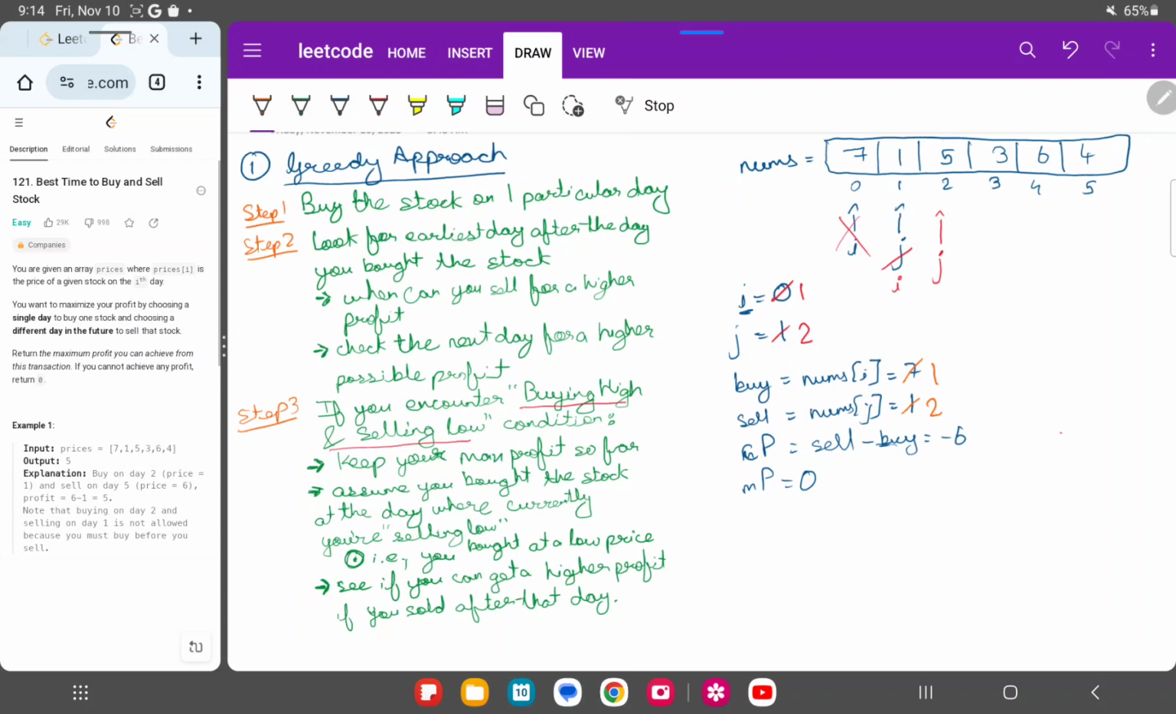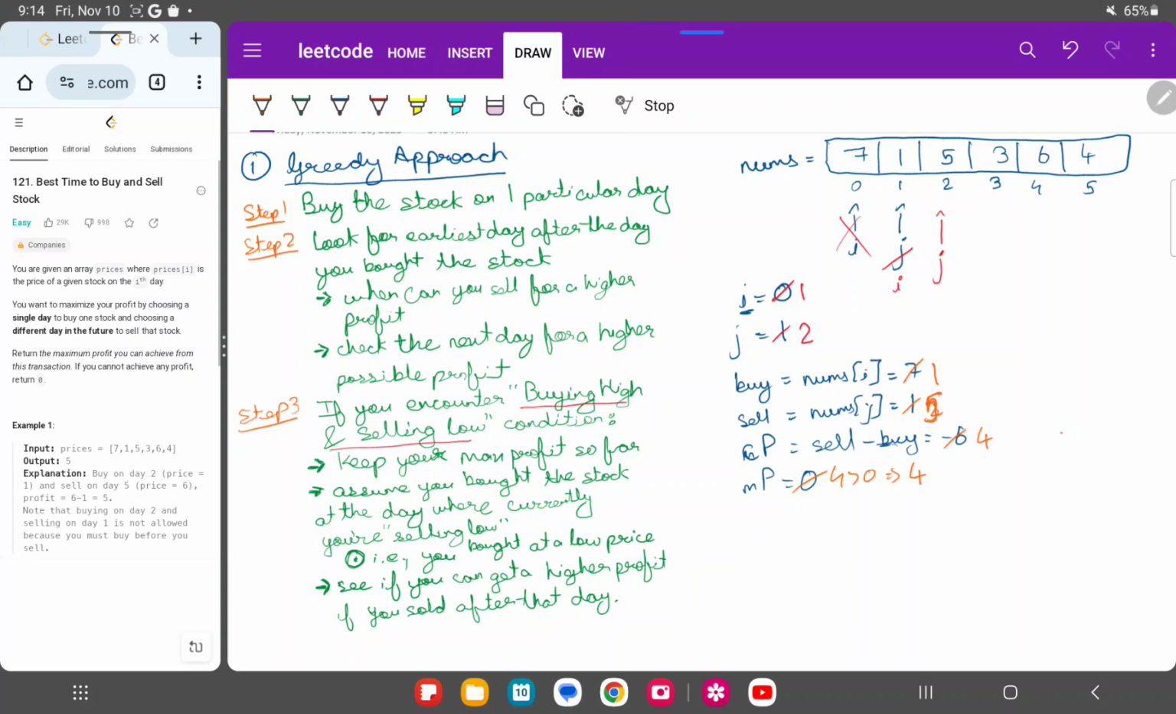nums j is at index 2, so nums j would be 5, the value 5. So what is the current profit? That is sell minus buy. So in this case that's profit, right? And 4 is greater than 0, so we update our max profit from 0 to 4, because that is the maximum that we've encountered so far.